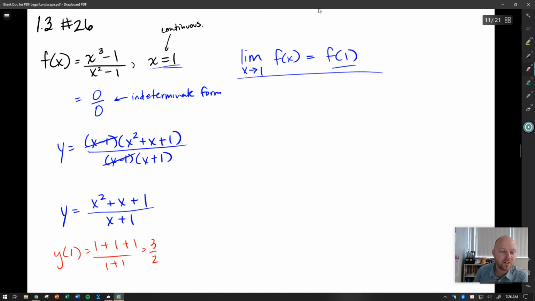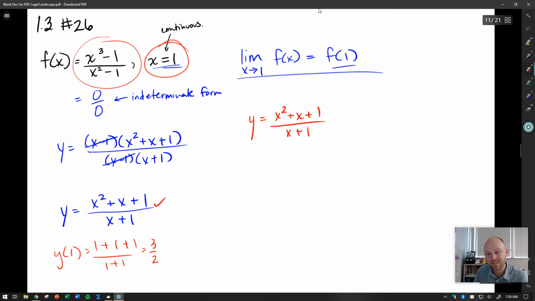But anyway, back to the question, what is the extended function? It's our answer of x squared plus x plus 1 over x plus 1. It is continuous at x equals 1, but everywhere else, it matches the behavior of x cubed minus 1 over x squared minus 1.